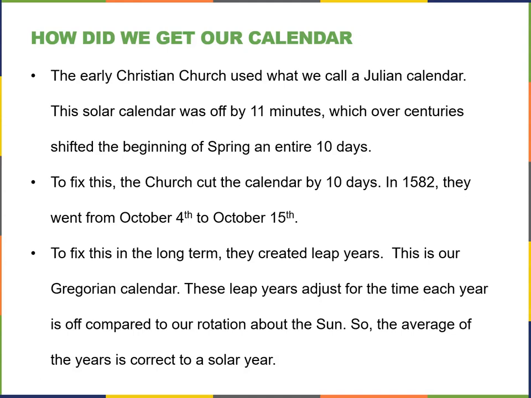To fix this in the long term, the church declared that all years divisible by 400 would be considered leap years, rather than every century year. This corrected the extra 11 minutes unaccounted for in the Julian calendar. We call this a Gregorian calendar, and this is the calendar that we use in the United States today.